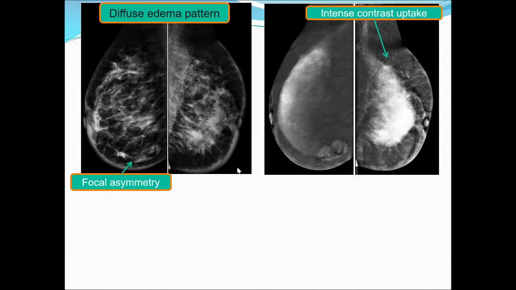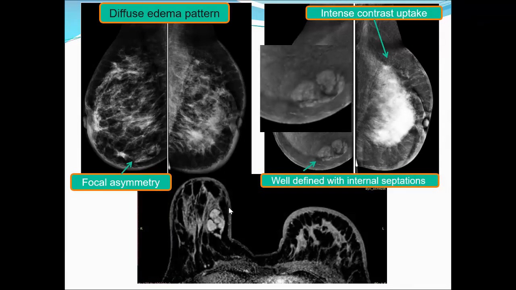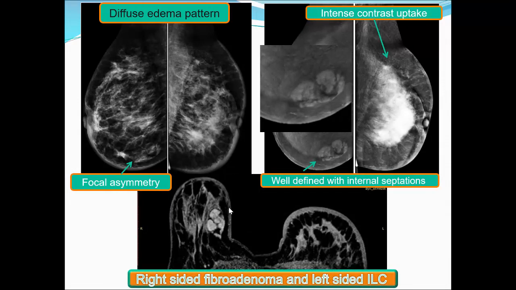And that's the contrast. We have two different patterns. Intense contrast enhancement of diffuse carcinoma of the left breast. And here we have a benign looking lesion, which is a fibroadenoma on the right with stranding. Here it may look like a hamartoma on the mammography, well defined with internal septations. So we have fibroadenoma on one side and diffuse carcinoma on the other side.